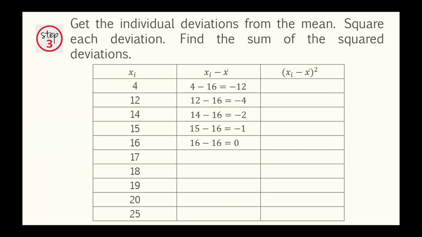16 minus 16 is 0. 17 minus 16 is 1. 18 minus 16 is 2. 19 minus 16 is 3. 20 minus 16 is 4. And 25 minus 16 is 9.